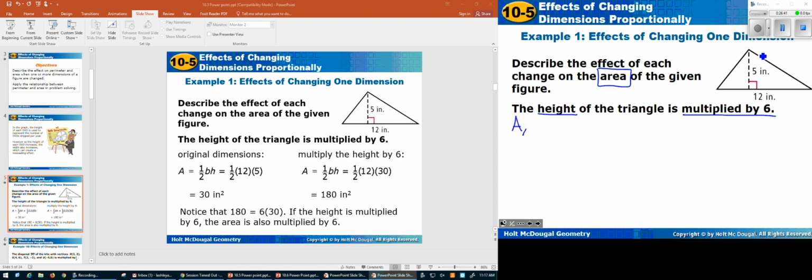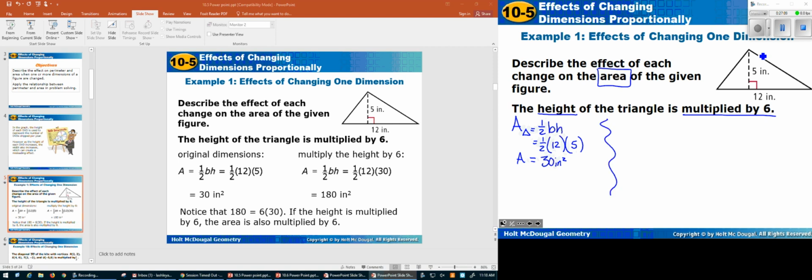We will just calculate the area of the triangle to start with. So what's our formula? 1/2 base times height. What's the base of the original triangle? 12. What's the height? 5. So what is half of 12 times 5? 30. So we get 30 square inches for the area of the original triangle, right? Everybody should be okay with that. That's a simple little problem.